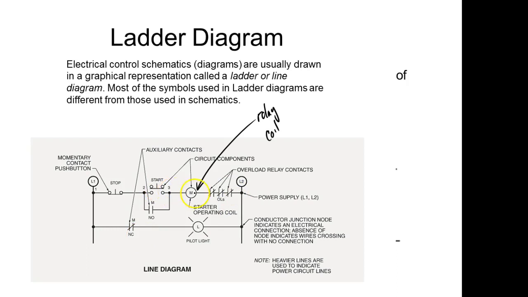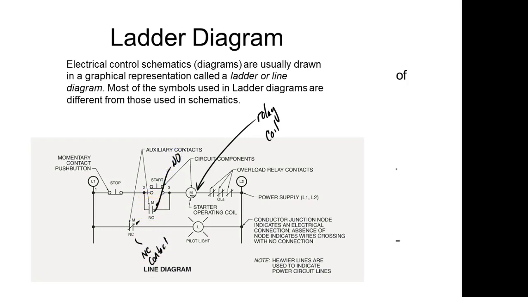So notice they're calling this relay M. And then down here I have an M, and then right here I have an M. Those contacts are being controlled by that relay coil. So this is a symbol for a normally closed contact, and this is a symbol for a normally open.